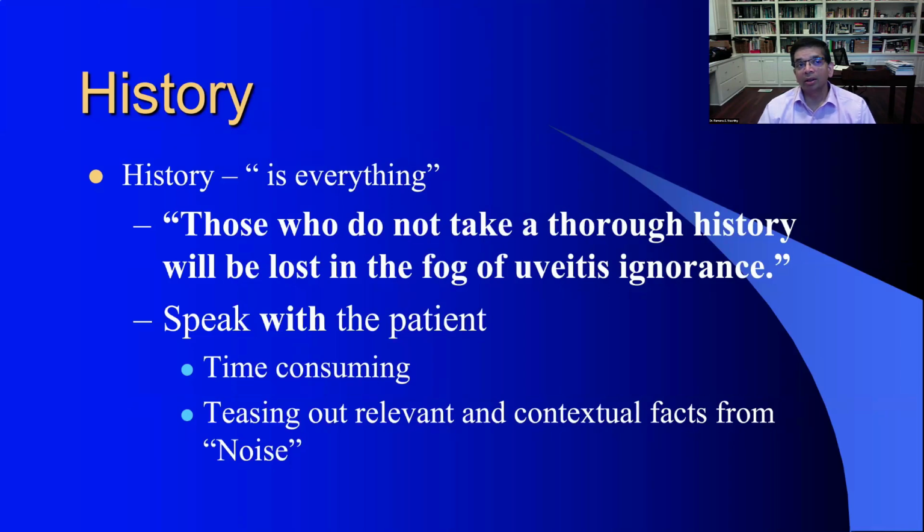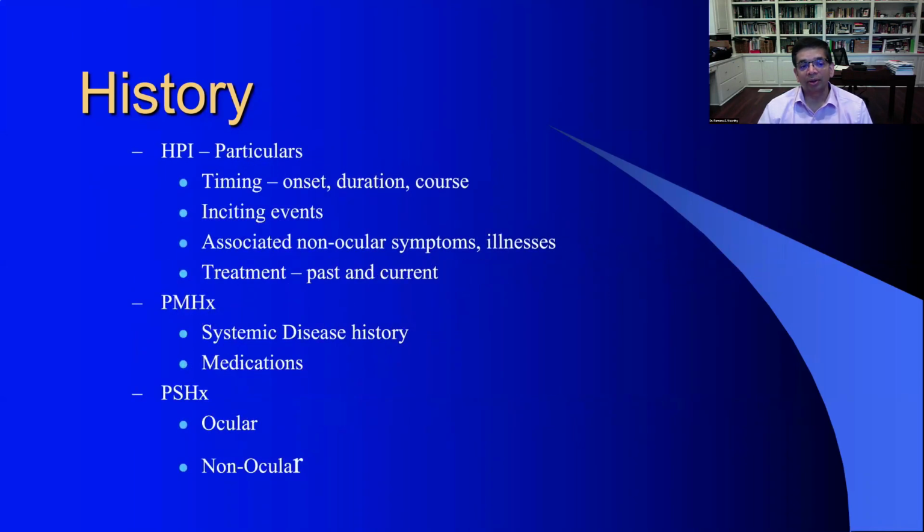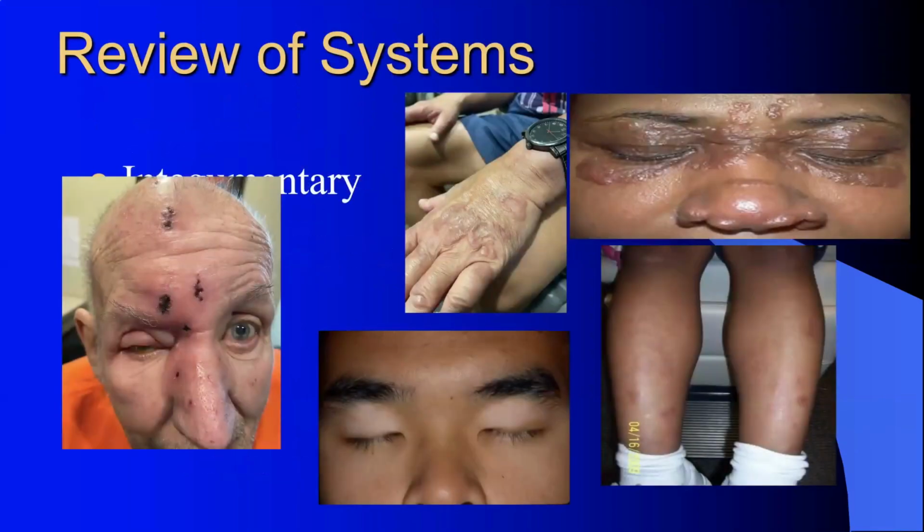So really dig into the depths of their history of present illness, their past medical history, their surgical history, and their symptoms. Specifically, when did it start? What kind of problems are you having? How often are these symptoms coming back? Are they recurrent? Are they chronic? What other illnesses or problems that may be related do we need to know about?